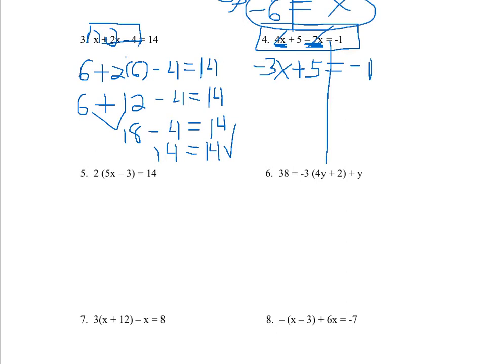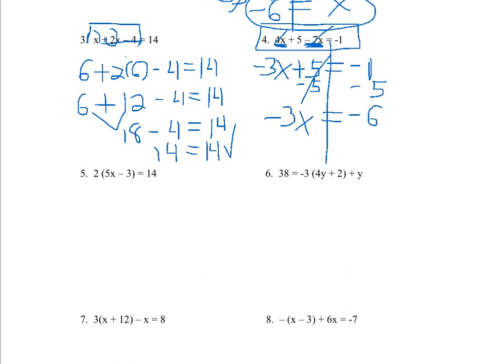Then at this point, it should be automatic. You have 2 steps left. We're going to get rid of that plus 5 first. We're going to do the opposite, subtract 5. That cancels. Subtract 5 on the right side. On the left side, we only have negative 3x. The right side, we have negative 1 minus 5, which is negative 6.